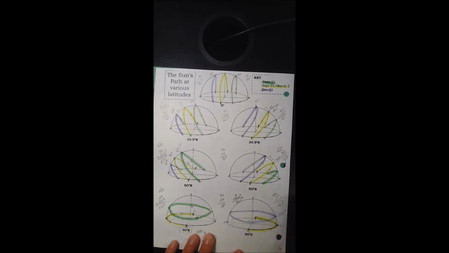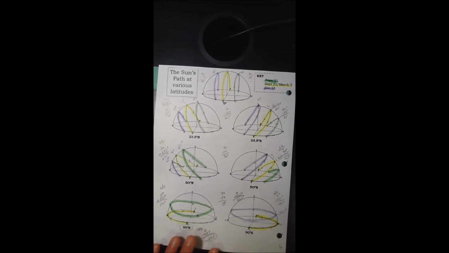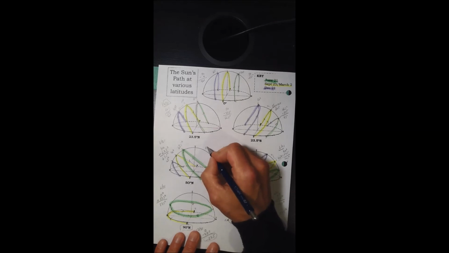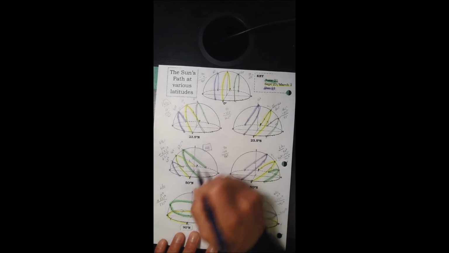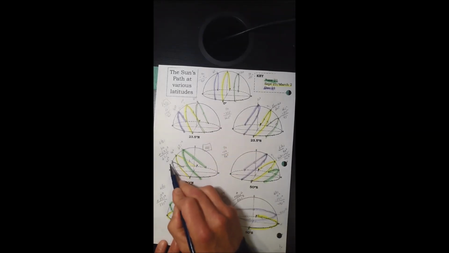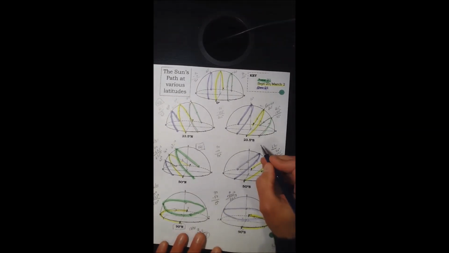Okay, but you can really tell if it's northern hemisphere. A northern hemisphere path slants so the noon sun is to the south, and a southern hemisphere path slants so the noon sun is to the north.